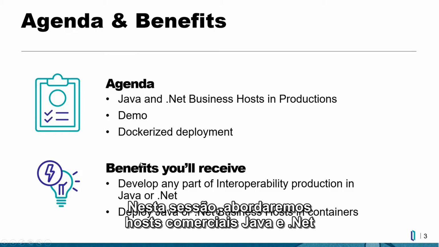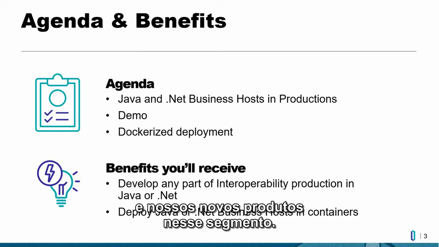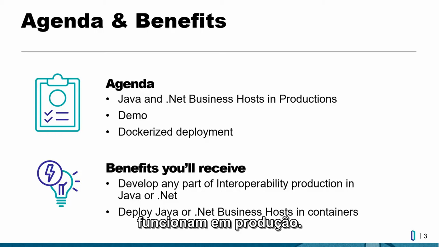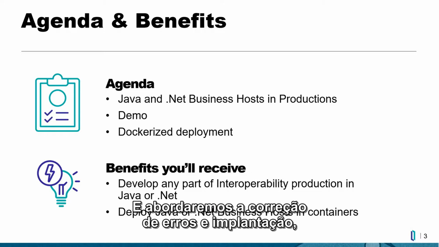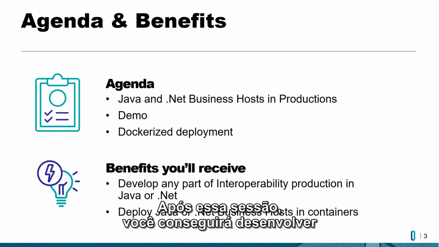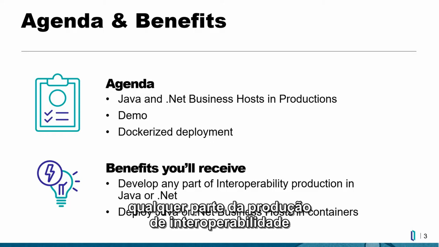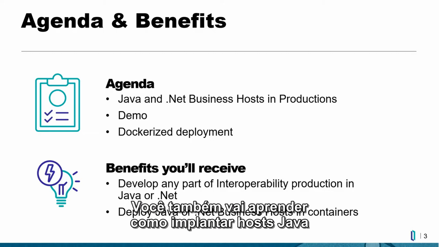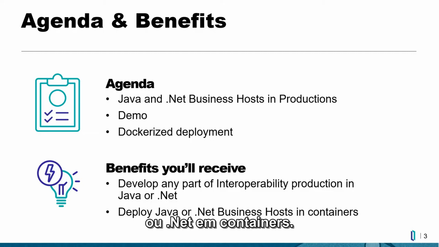In this session, we'll talk about Java and .NET business hosts and our new exciting offerings in this area. We'll see a demo of how Java and .NET business hosts work in production, and we'll talk about debugging and deployment, specifically Dockerized deployment. After this session, you'll be able to develop any part of interoperability production in Java or .NET. You'll also learn how to deploy Java or .NET business hosts in containers.